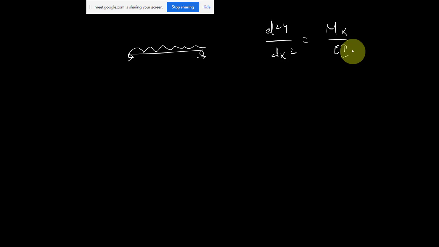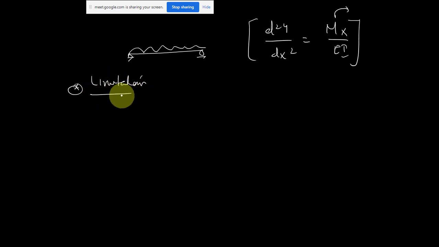I think after telling that we can wind up the class. The thing is this: I should be able to write the equation for the moment. Then only can we use the double integration method. For that, the limitation, or the condition, is the following. First one we can say, your loading should be continuous.